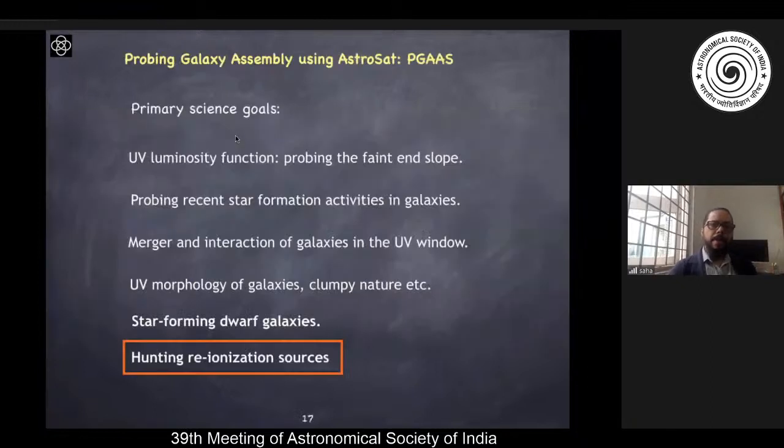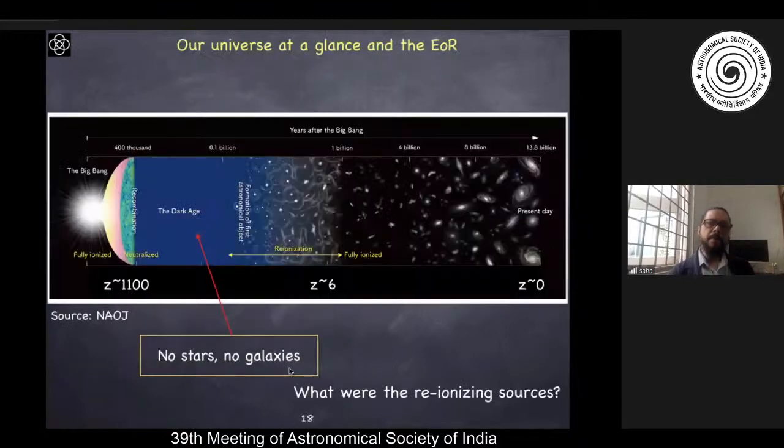Okay, so there are various science goals that we had. One is constraining the faint end slope of the luminosity function. Then there are the usual star formation activities and the morphology. The one that is sort of interesting, and that we are currently very interested in, is hunting the reionizing sources. And that's where I'm going to give you some brief introduction. Many of you already know.